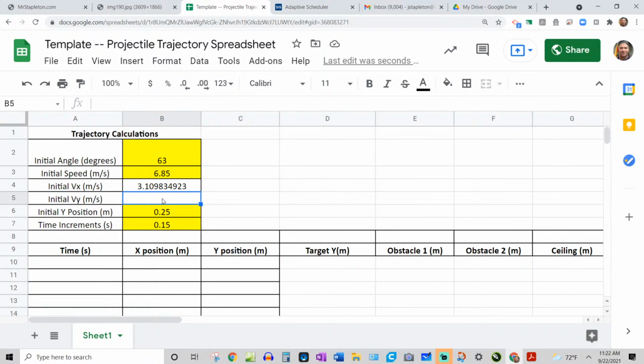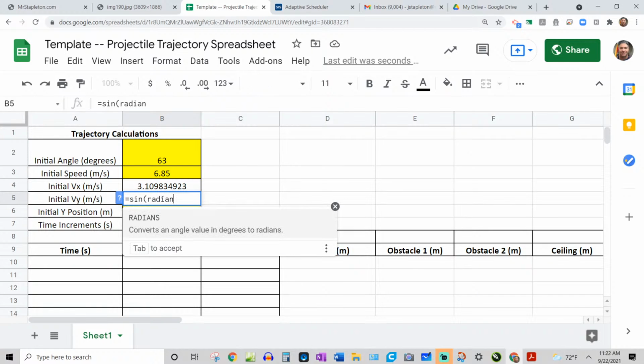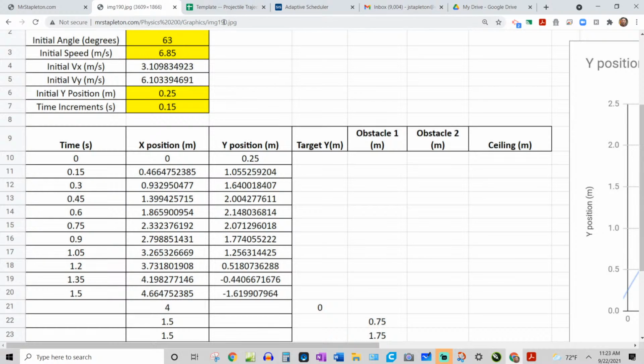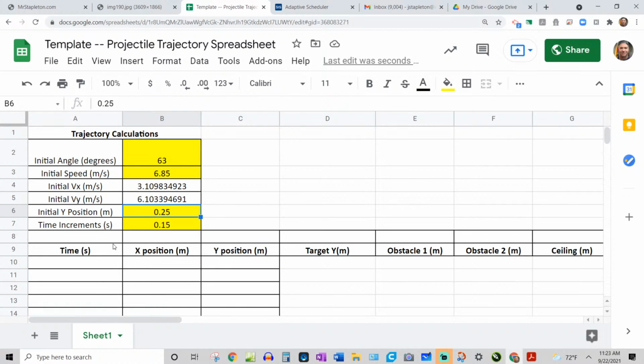And then y is going to be the same thing, except it's going to be sine of 63, but I can't just do 63. I have to turn it into radians. Then I can just click on this cell; you don't have to type B2. So there's my sine of 63 times the initial speed. Checking my answer, 6.1. That's good. So now I need to get x and y position over time.